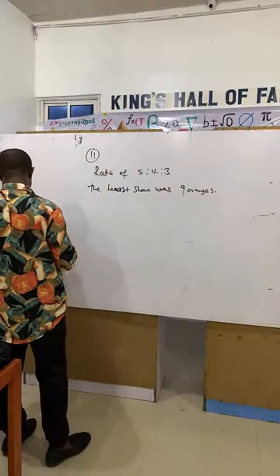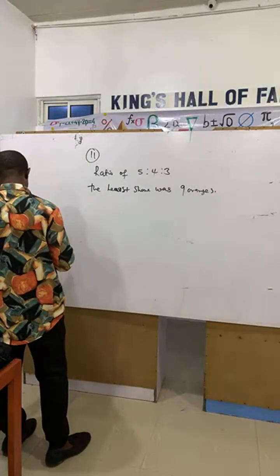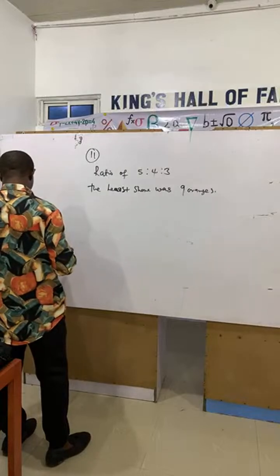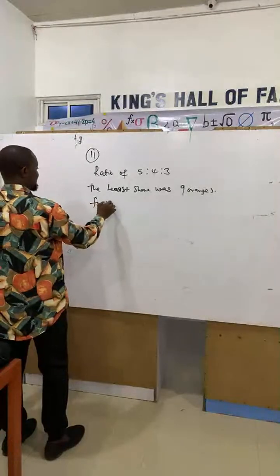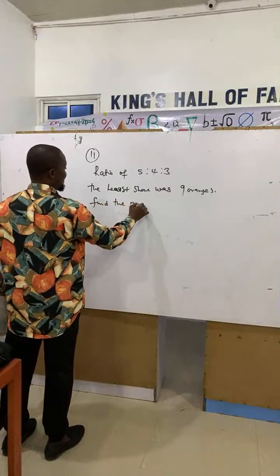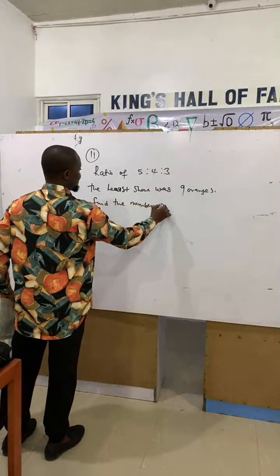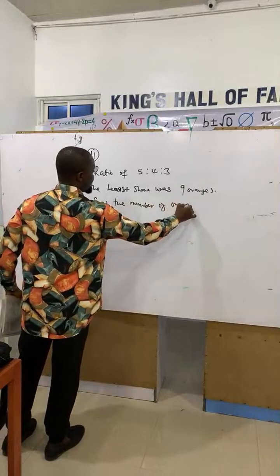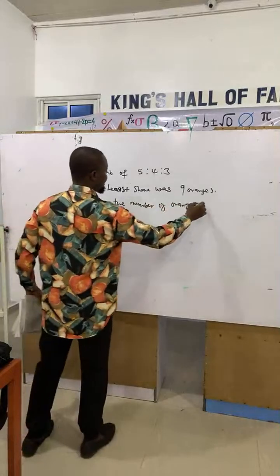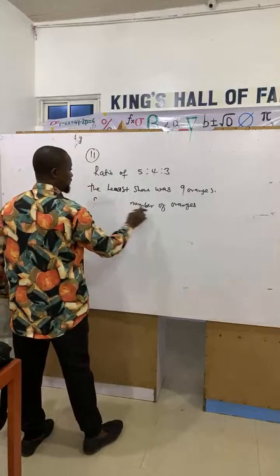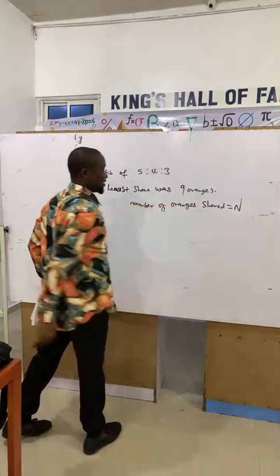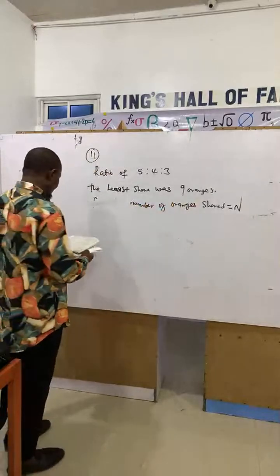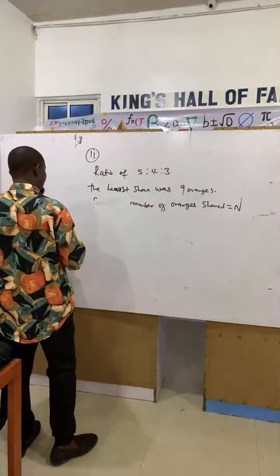The question now says, find the number of oranges shared. You can just say number of oranges shared. You can call that n or whatever alphabet of our choice.